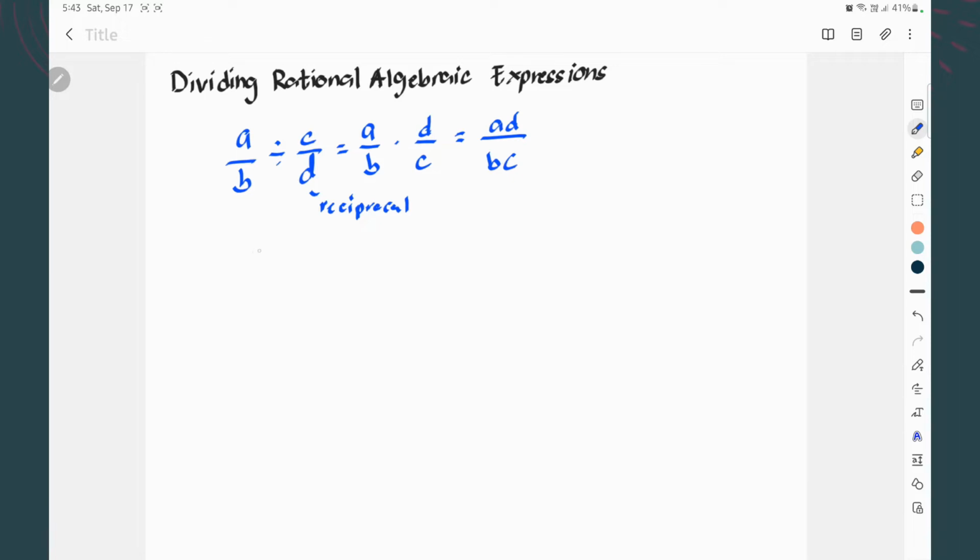Now, the other structure is more like a complex fraction. So A over B all over C over D. The principle is just the same. You get your dividend, which is A over B, then get the reciprocal of the divisor, so you have now D over C. And then you multiply, so AD over BC. That's how it works when you're going to divide rational algebraic expressions.